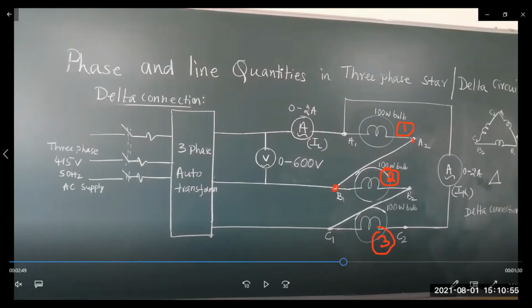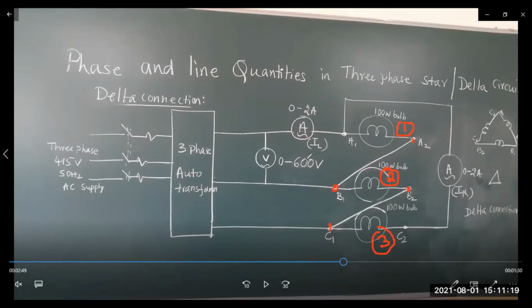I hope it is clear. The ending of the first coil is connected to the beginning of another coil, and the ending of the second coil is connected to the beginning of the third coil. Such kinds of connections are known as delta connection. If I connect the delta, we'll be getting a closed path. You are able to see the closed path. I think it is very clear. So a closed path will be formed if you go ahead with the delta connection.